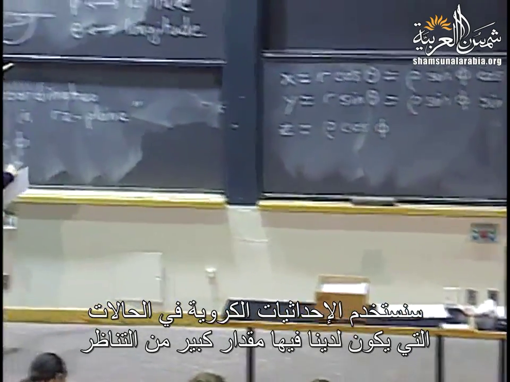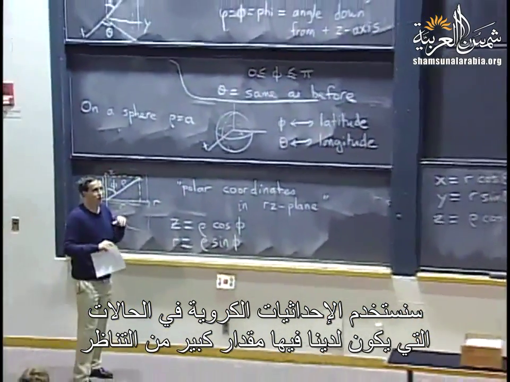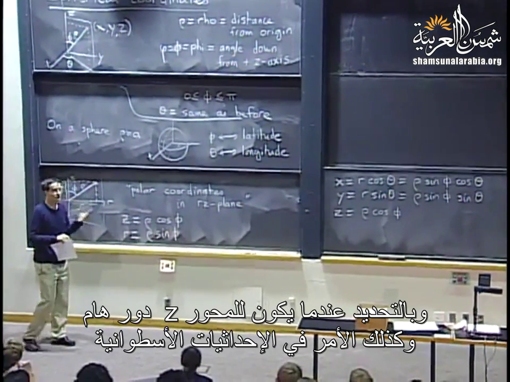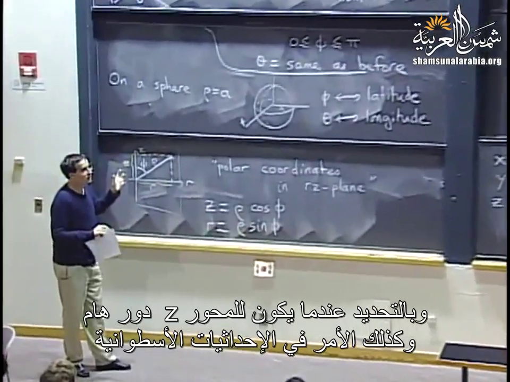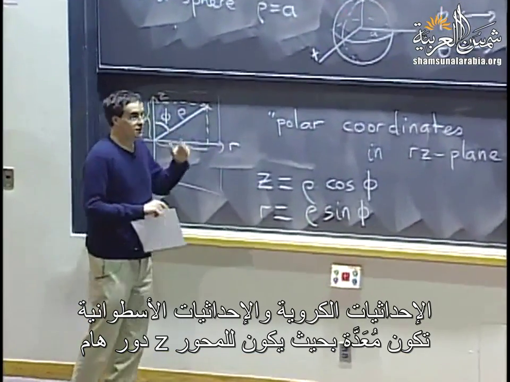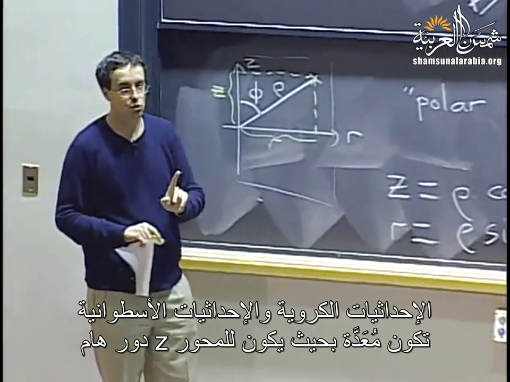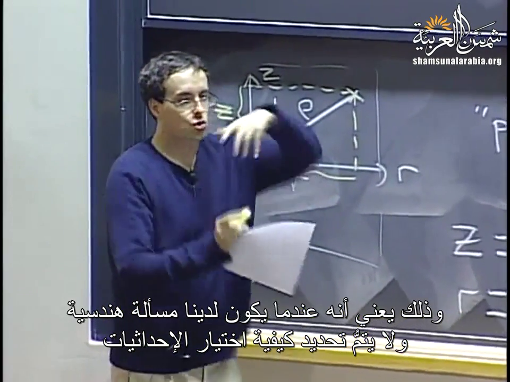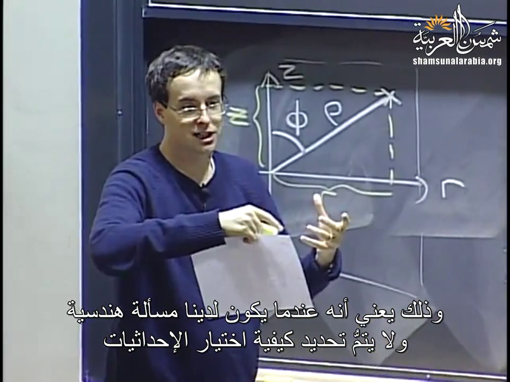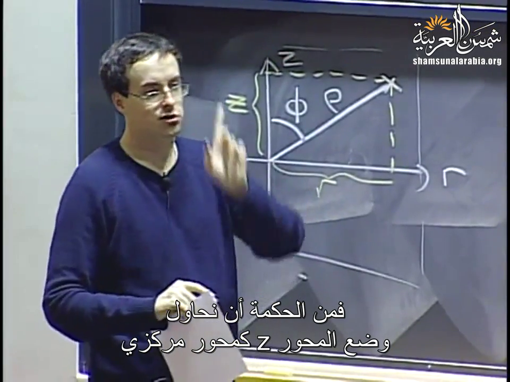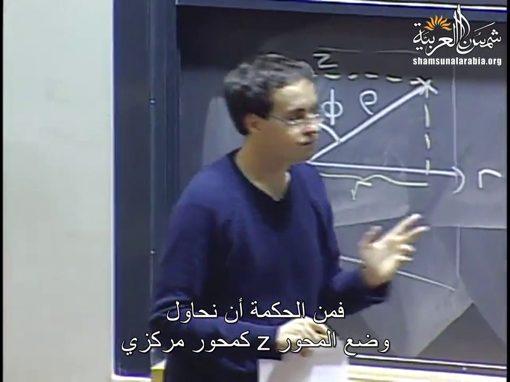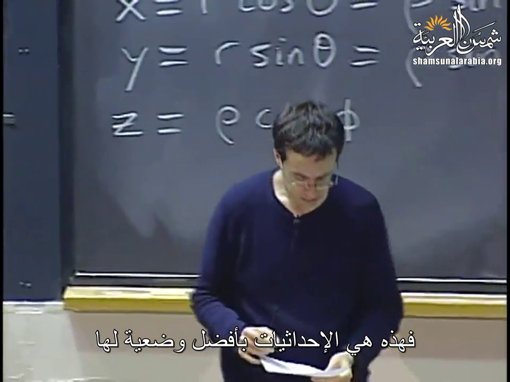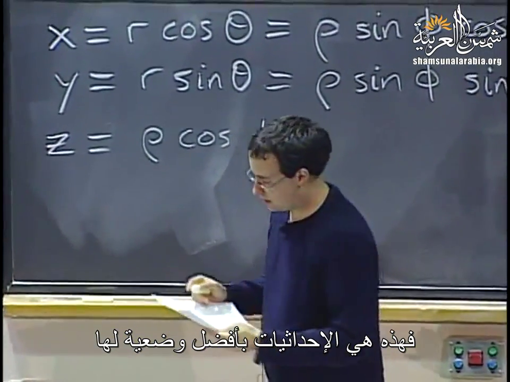So now, of course, we're going to use spherical coordinates in situations where we have a lot of symmetry, and in particular where the z-axis plays a special role. Actually, that's the same with cylindrical coordinates. Cylindrical and spherical coordinates are set up so that the z-axis plays a special role. So that means whenever you have a geometric problem and you're not told how to choose your coordinates, it's probably wiser to try to center things on the z-axis. That's where these coordinates are the best adapted.